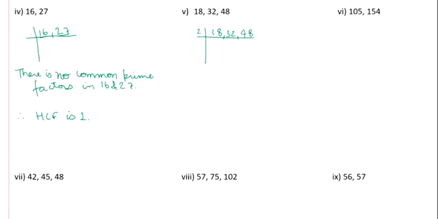In the next sum, we have three numbers 18, 32 and 48. We can clearly see that 2 is a common divisor amongst these three numbers since all the three numbers are even numbers. Let's divide by 2. 2 9s are 18, 2 16s are 32 and 2 24s are 48. We have no other common factor amongst these three numbers, so further division is not possible and we have just 2 as the HCF in this case.